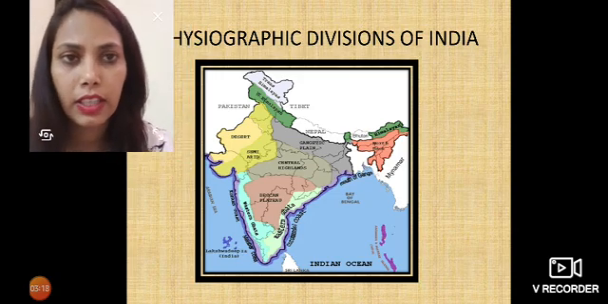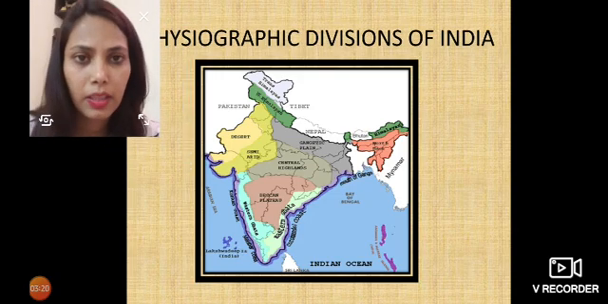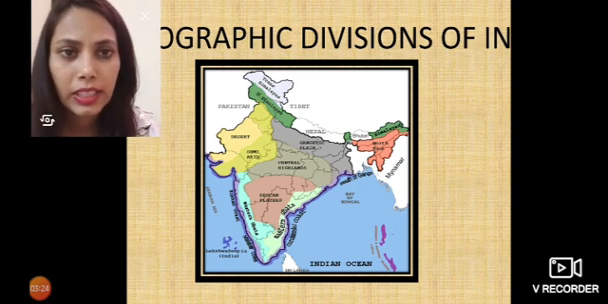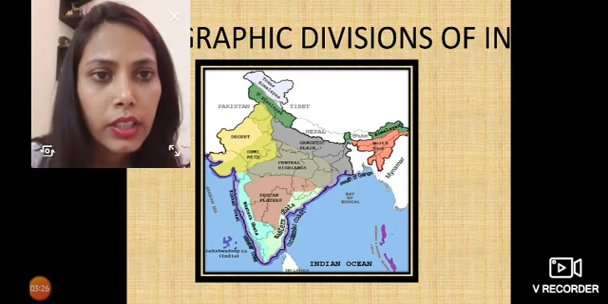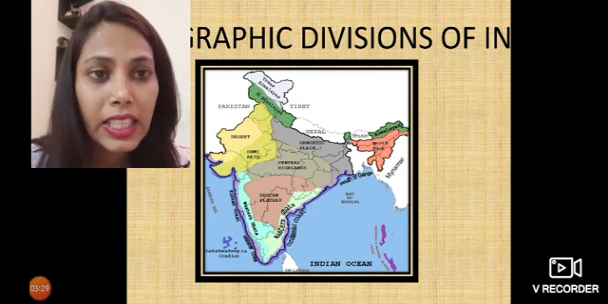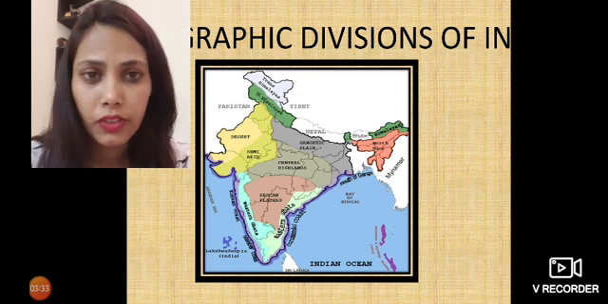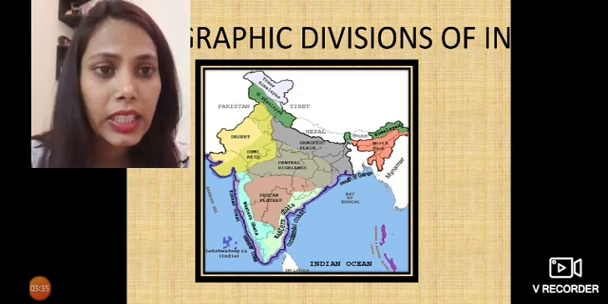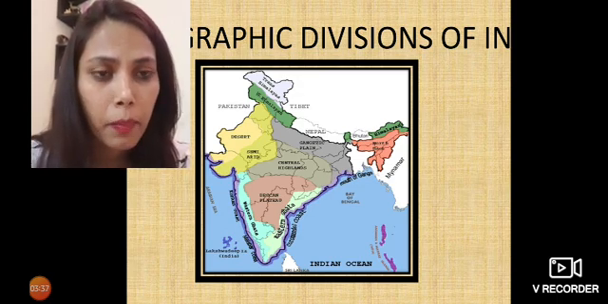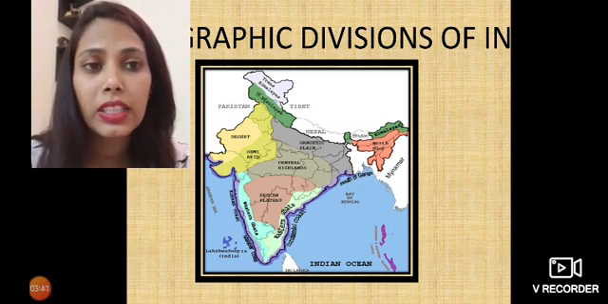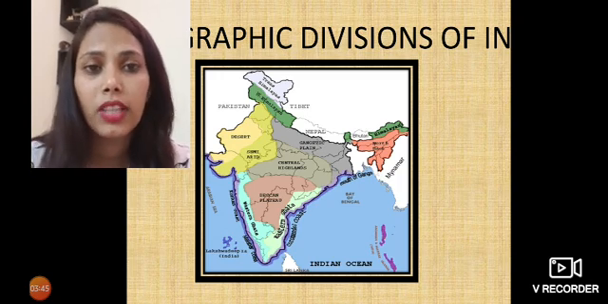Physiographic divisions of India. Again, let's see in the map here. In the north you will find in green the Himalayas. That's the first physiographic division. Second is the grey part, where Nepal is written. To the south of Nepal you will find Gangetic Plain written. So that is the northern plains. That's the second physiographic division.